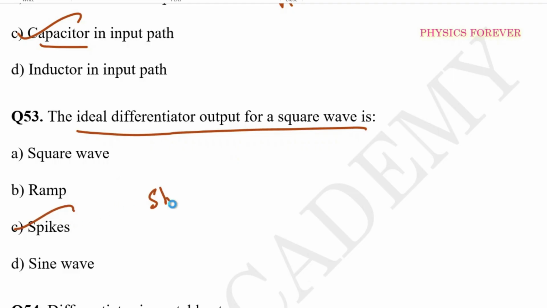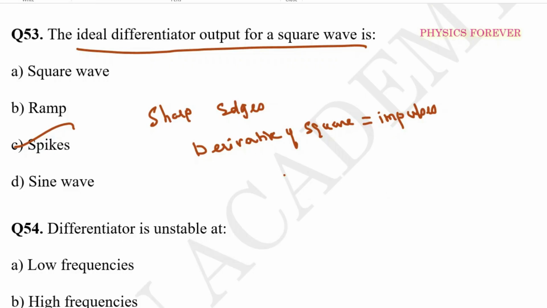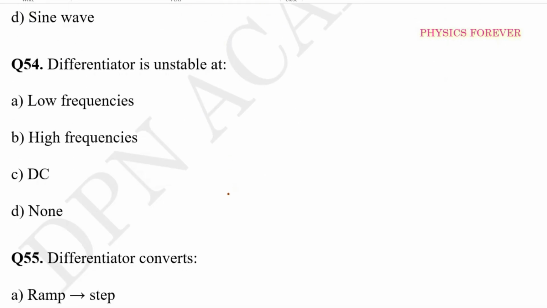There should be sharp edges. The derivative of a square wave is an impulse. So option C is correct. These are some of the points we have to remember while studying the differentiator.